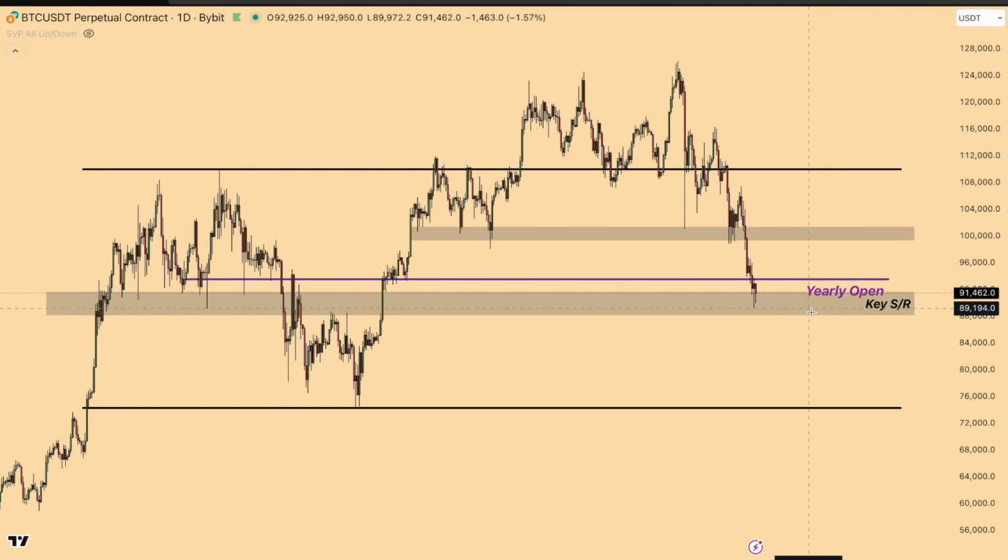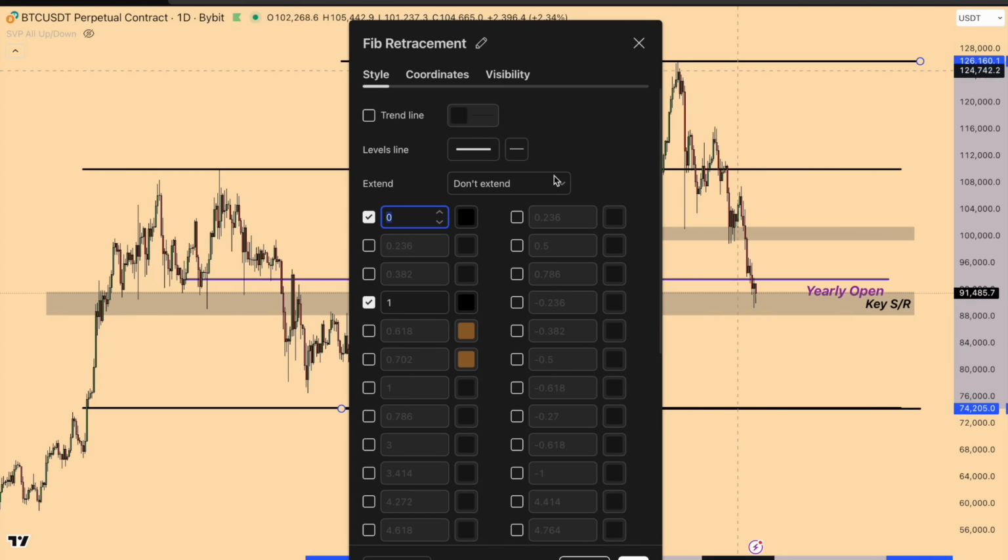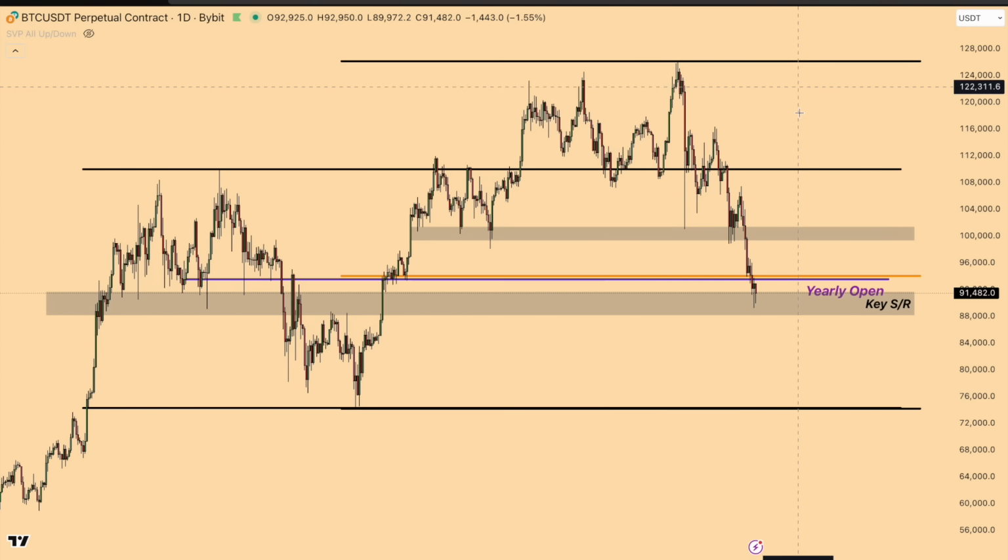So before we move on from the current region that we're in, there's a couple of things worth noting. So we have our fib tool, which we can take out and bring from the low to the high. And let's just say we look for our 618 level.